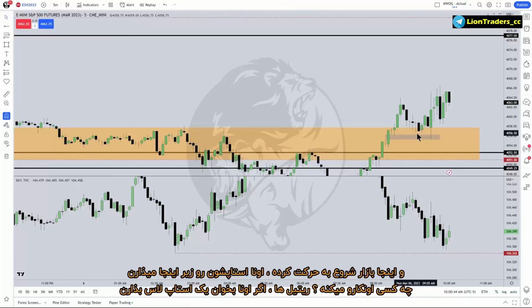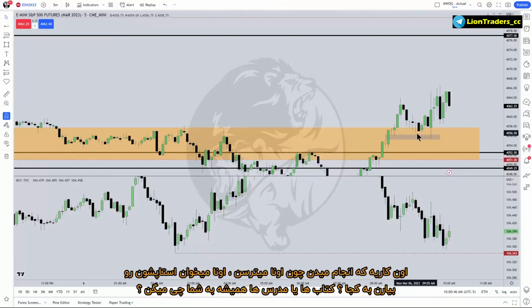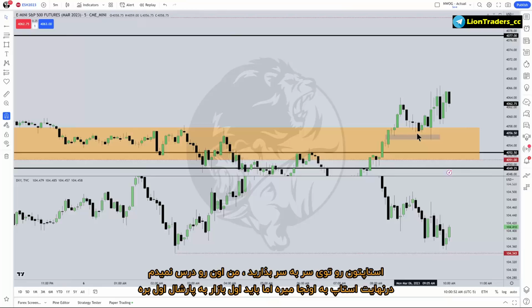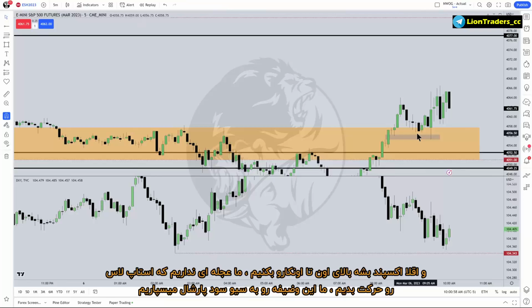Who does that? Retail does. If they're going to be using a stop loss, that's what you're going to do, because they're afraid. What do the books and educators say to you all the time? Put your stop loss at break even. I don't teach you that. Eventually it will get there, but it needs to go to first partial and it needs to expand through for that to occur. We're not in a rush to move the stop loss.